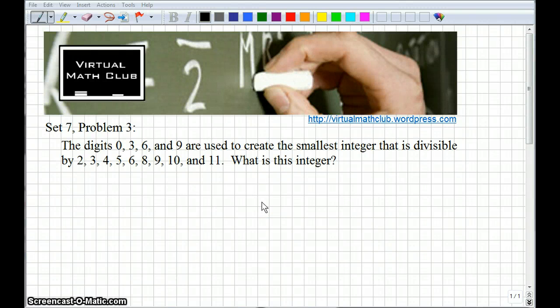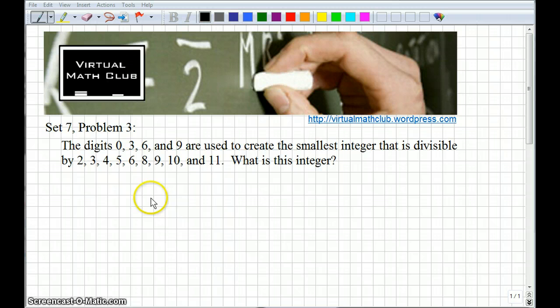Problem number 3 says, let's see, we have the digits 0, 3, 6, and 9, and we're told that they're used to create the smallest integer that is divisible by 2, 3, 4, 5, 6, 8, 9, 10, and 11. And they're asking what is that integer?